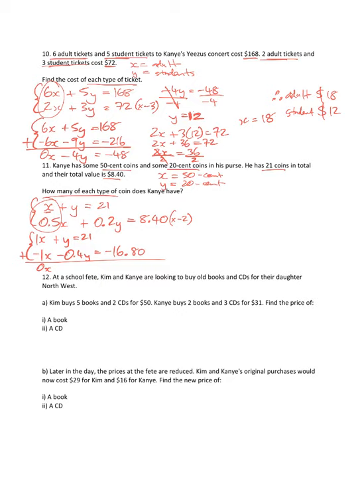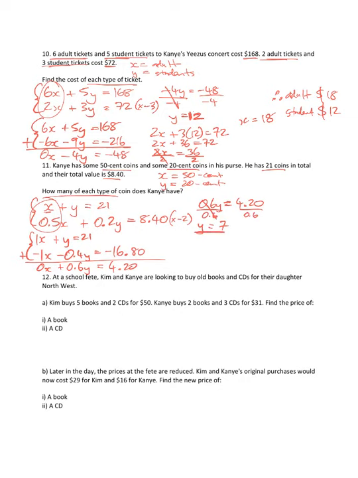0x's. 1y take 0.4y is going to be positive 0.6y. 21 take $16.80 is $4.20. So what do I have? 0.6y is $4.20. Opposite of times by 0.6 is dividing by 0.6. Do that on both sides. Y is going to be 4.20 divided by 0.6. Y is 7.